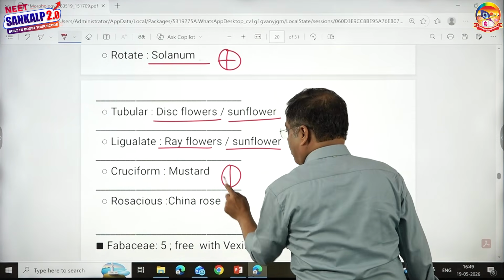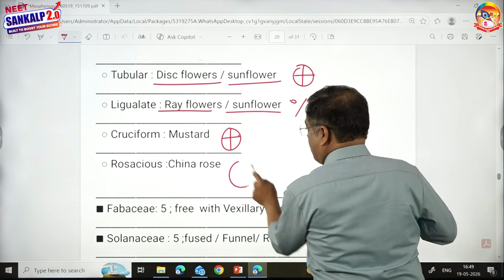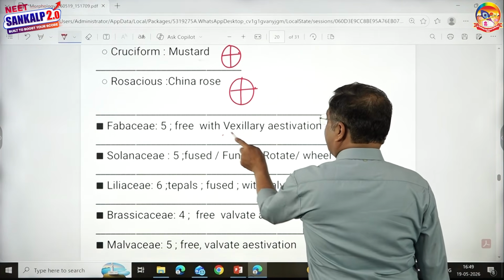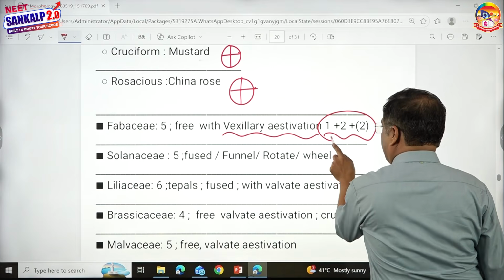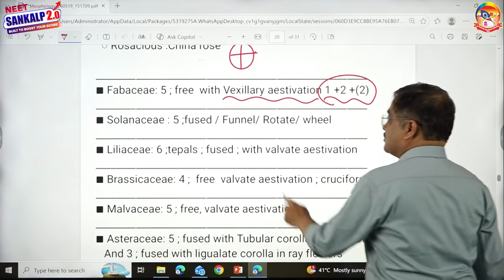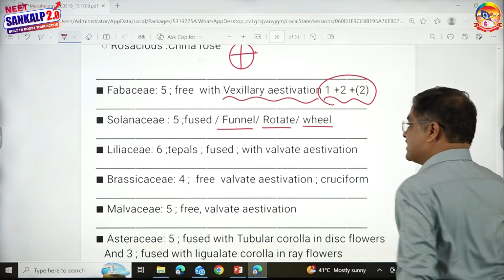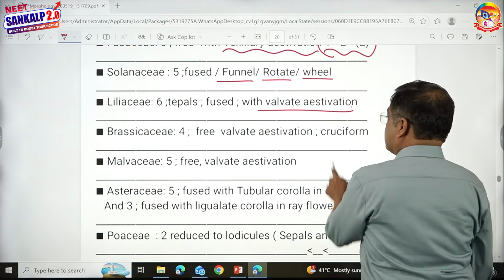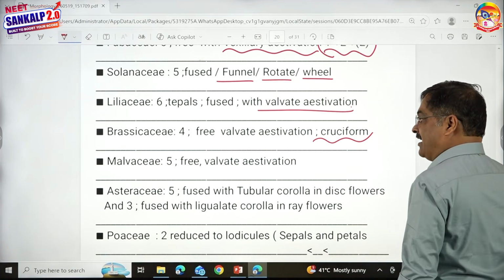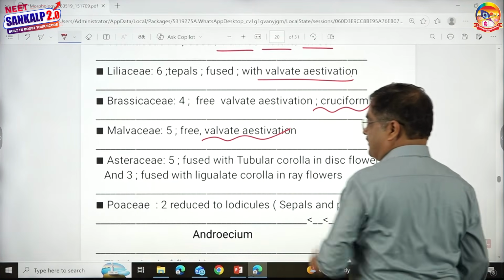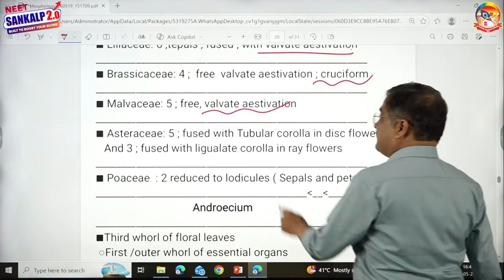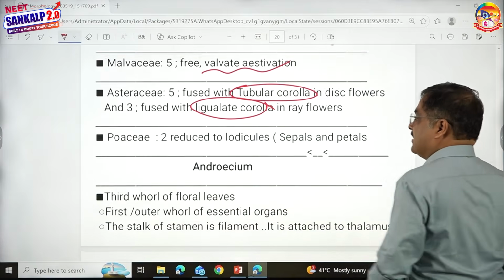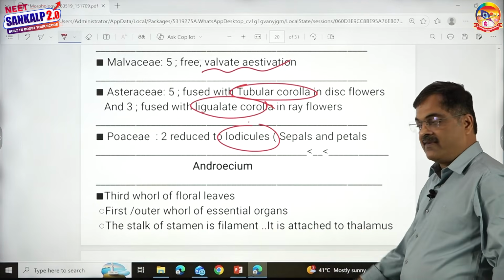Cruciform corolla. This is actinomorphic. Rosaceous corolla. This is also actinomorphic. All right. Fabaceae, 5 petals free with vexillary aestivation. This is very important. Solanaceae, 5 fused, rotate, funnel or wheel shape. Liliaceae, 6 tepals fused with valvate aestivation. Brassicaceae, 4 petals, cruciform, look like a cross. Malvaceae, 5 petals free with valvate aestivation. Asteraceae, disc flower shows tubular corolla. Ray flower shows ligulate corolla. Poaceae, they are reduced to lodicules. This is a very easy one to remember.